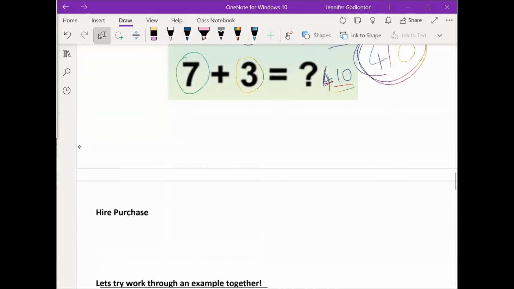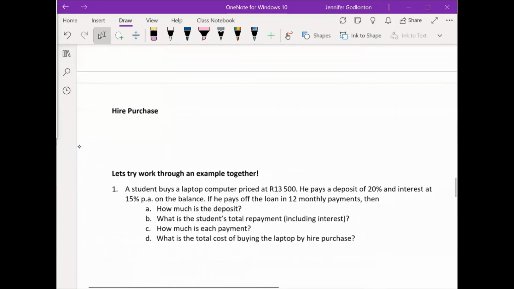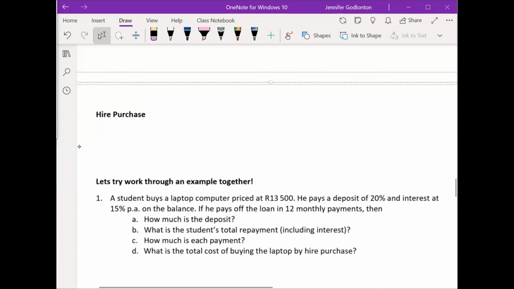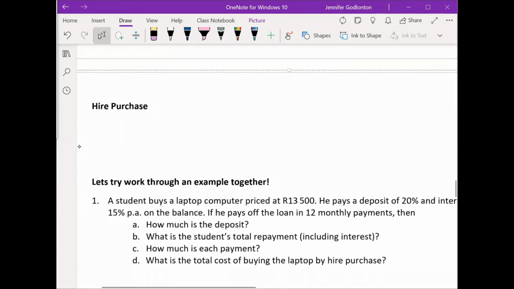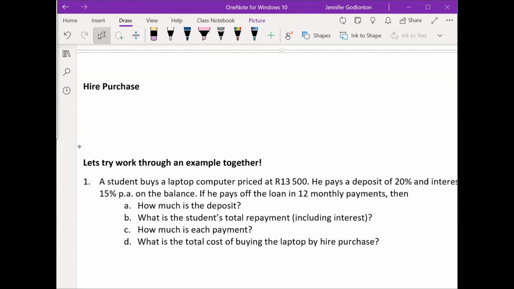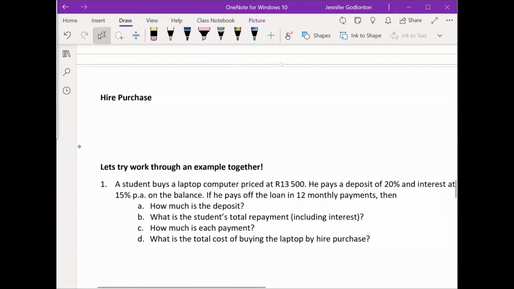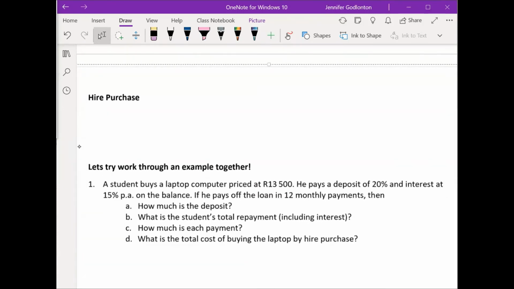Okay, we're gonna quickly talk about hire purchase. And it seems like, oh, we can't do a new topic. We only have 15 minutes left, but it's the same thing. It's also simple interest. Okay. Hire purchase. Does anyone know anything about hire purchase? It's something that we all use a lot. Can anyone tell me anything about it?